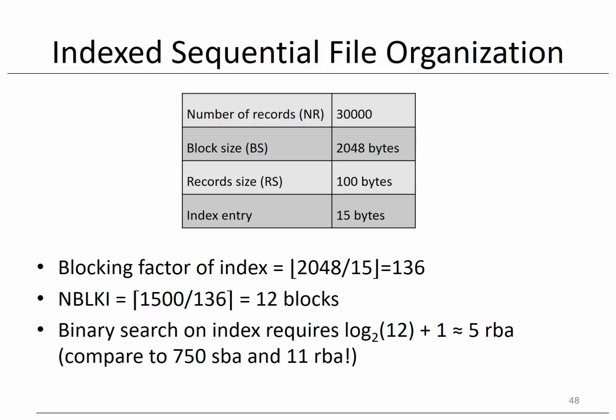If we assume index entries of 15 bytes, then the blocking factor of the index equals the floor of 2048 divided by 15, which equals 136. NBLKI is then the ceiling of 1,500 divided by 136, or 12 blocks. A binary search on the index requires logarithm base 2 of 12 plus 1, or about 5 random block accesses. Moreover, indexing becomes even more advantageous in comparison to pure sequential organization as the file sizes grow larger than the one in the rather small file in the example.